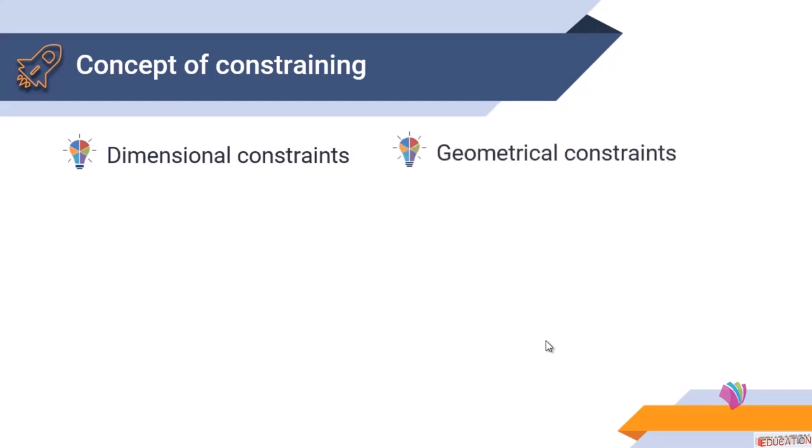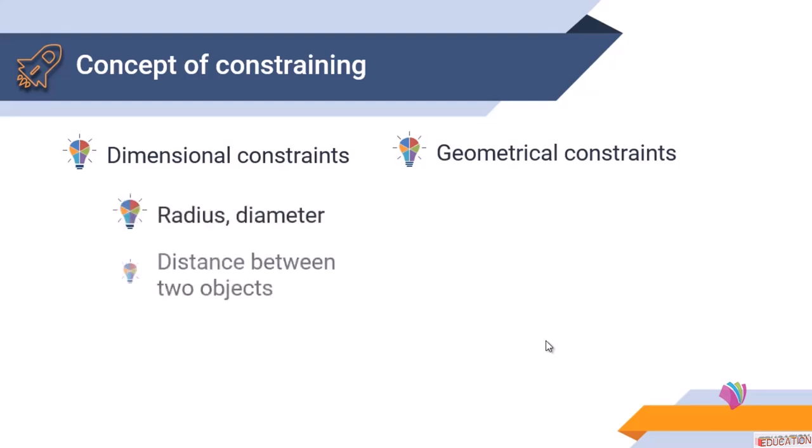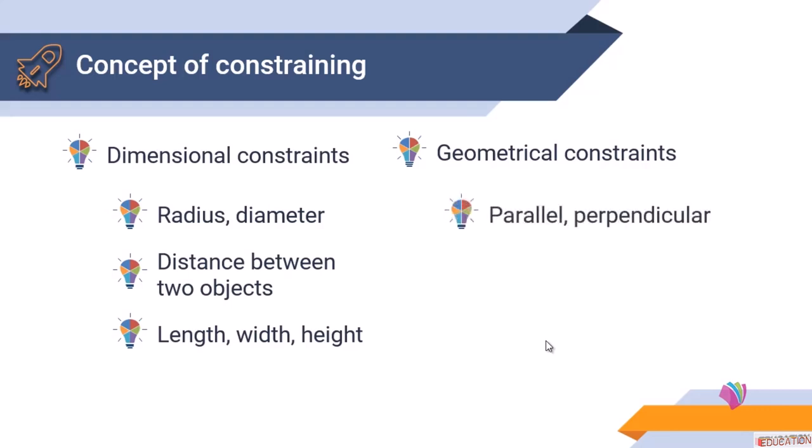Dimensional constraints are used for giving the dimension value to an object like radius, diameter, distance between two objects, length, width, height of an object. We can give all these dimensions by using the dimensional constraints, and by using the geometrical constraints we can give the relations between objects like parallel, perpendicular.